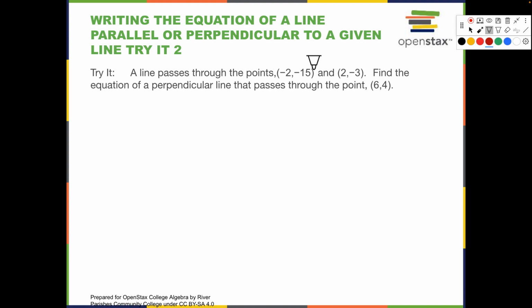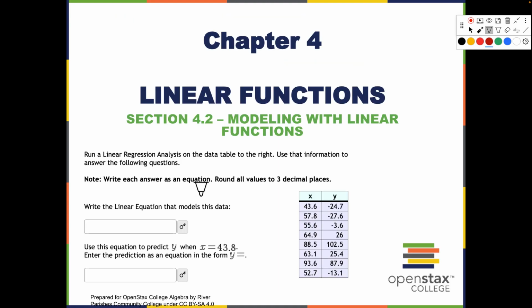And then again, sometimes they say a line passes through these points, so they don't give us the equation of the line. We'd have to use it to find the slope, and then we get a slope. We got a point here. We would take the negative reciprocal of the slope.